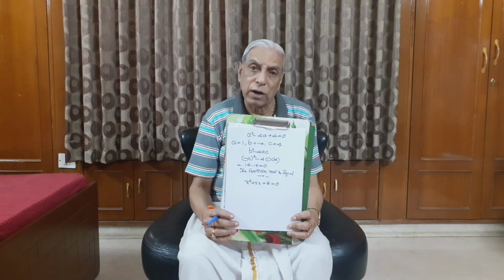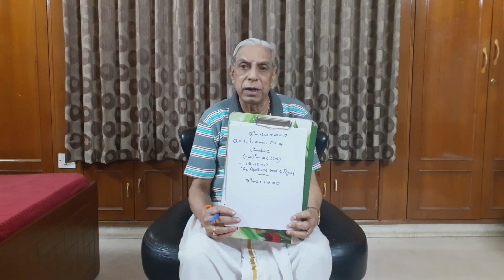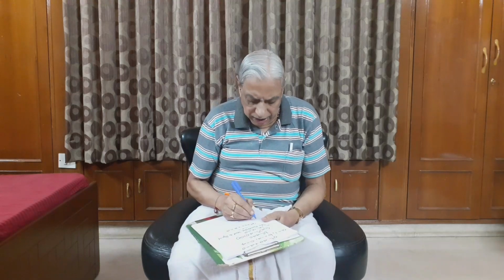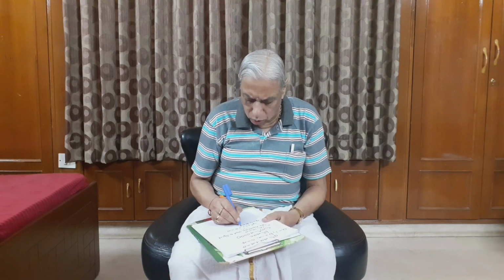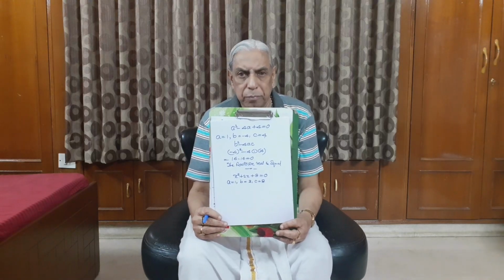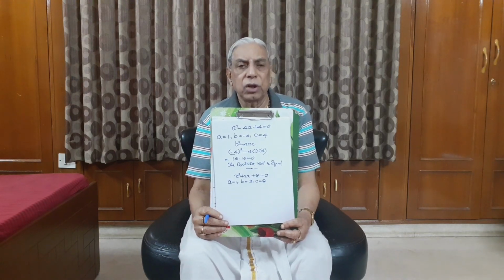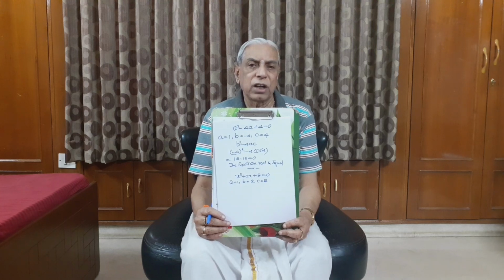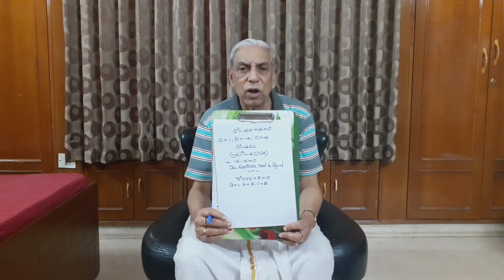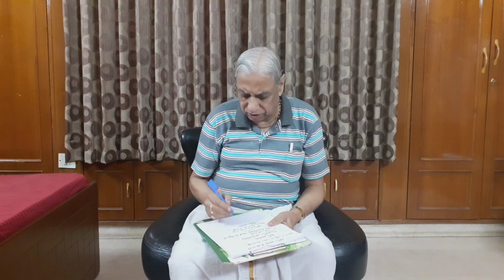First step, you have to find out the values of a, b and c. Here a is equal to 1, b is equal to 2, c is equal to 8. Then what is it you have to find out? You have to find out the value of b square minus 4ac. What do you call that one? It is called discriminant. b square minus 4ac.